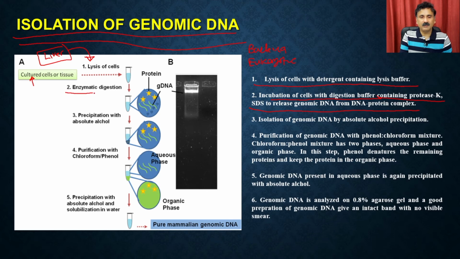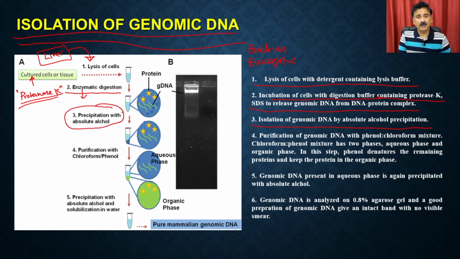Then you incubate that with the enzymatic digestion. That enzymatic digestion has a composition where you have an enzyme called proteinase K. That proteinase K is going to chew up the protein part, and that's how it releases the genomic DNA from the DNA protein complex. Then you isolate the genomic DNA by absolute alcohol precipitation. You precipitate the genomic DNA with the absolute alcohol, and that gives you DNA which still has contamination.